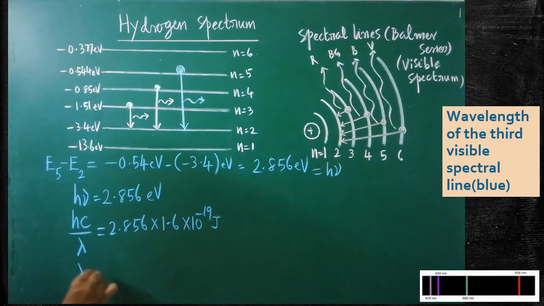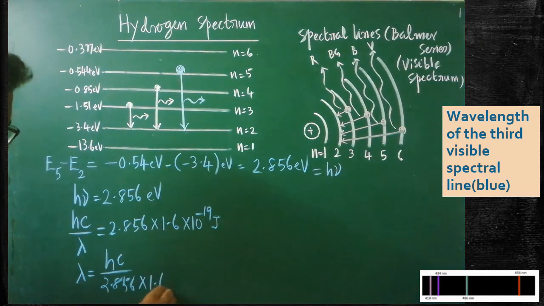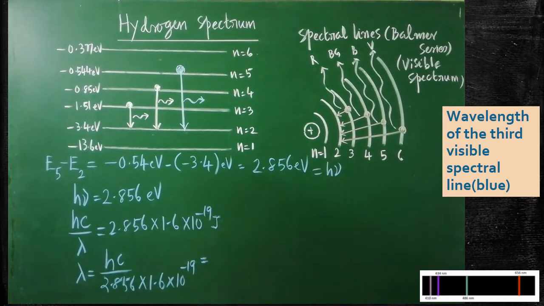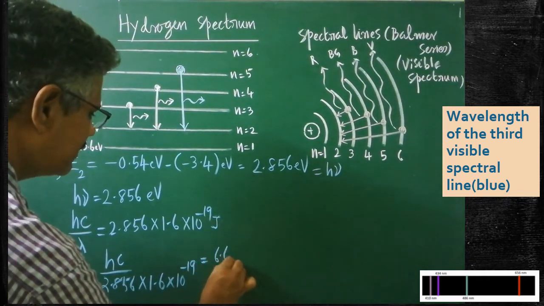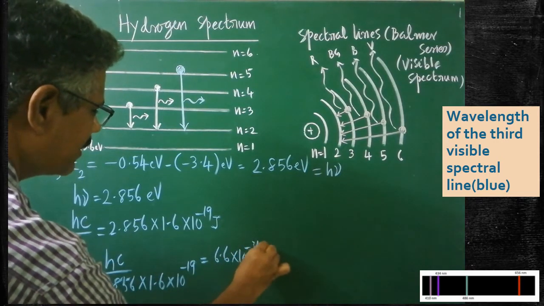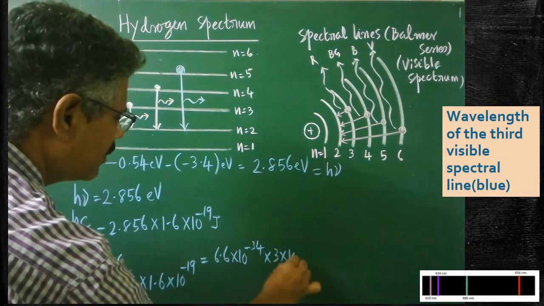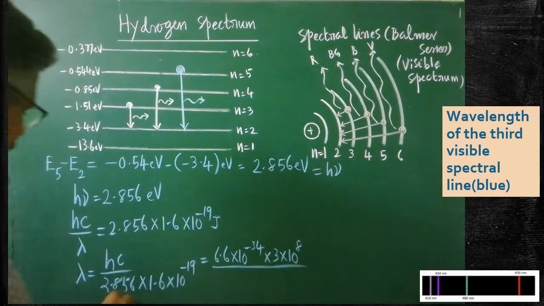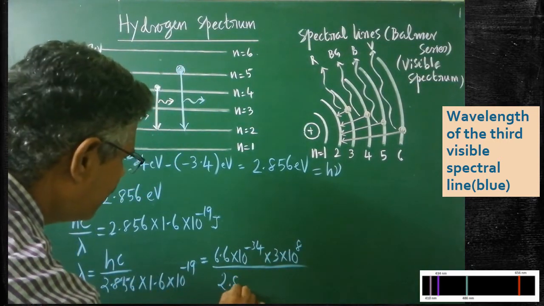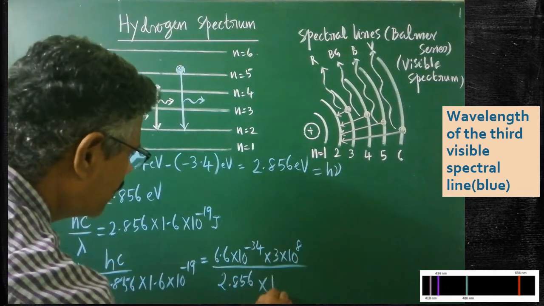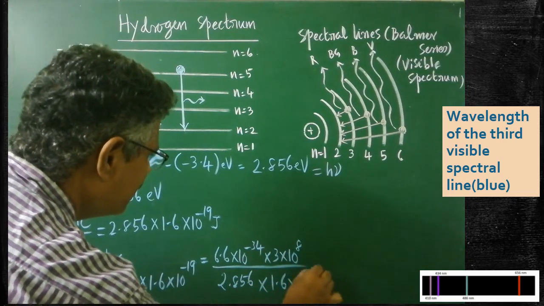Wavelength is equal to hc divided by 2.856 into 1.6 into 10 to the power of minus 19 joule. Here, the value of h, that is Planck's constant, and the velocity of light, both of them must be substituted: 6.6 into 10 to the power of minus 34 into 3 into 10 to the power of 8, whole divided by 2.856 into 1.6 into 10 to the power of minus 19.